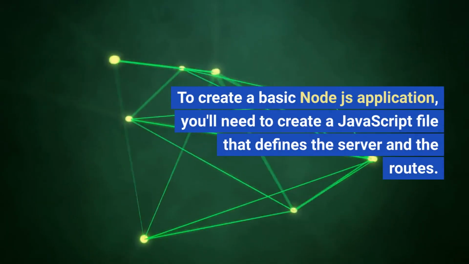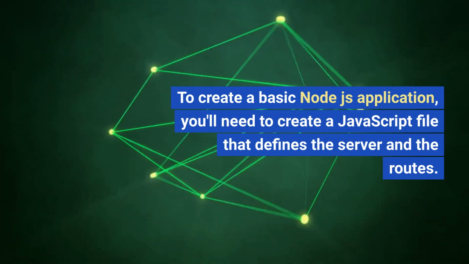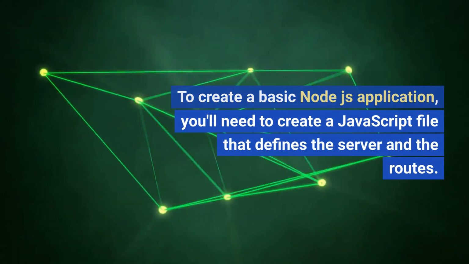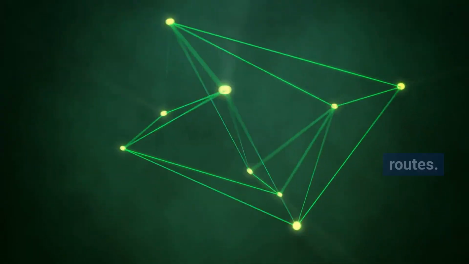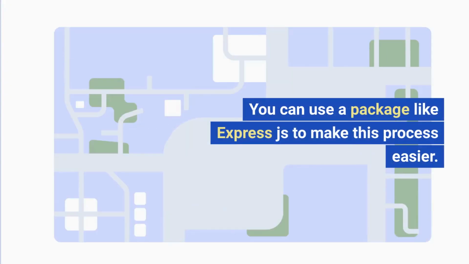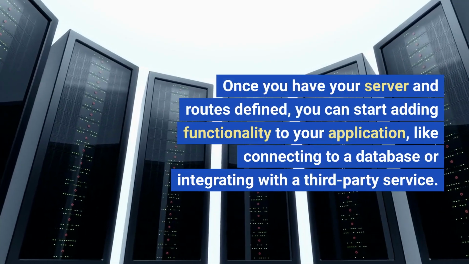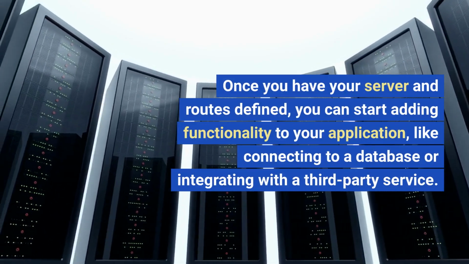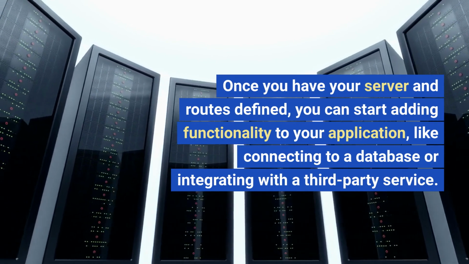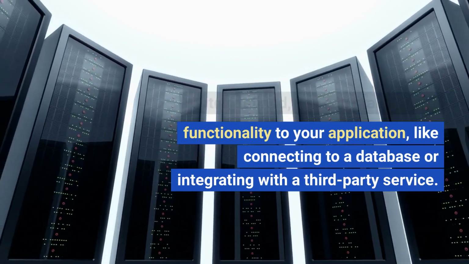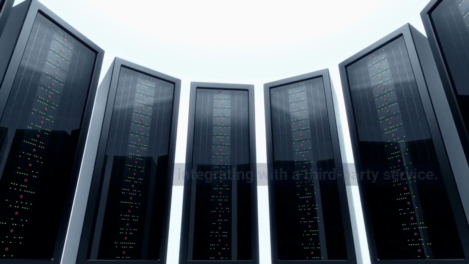To create a basic Node.js application, you'll need to create a JavaScript file that defines the server and the routes. You can use a package like Express.js to make this process easier. Once you have your server and routes defined, you can start adding functionality to your application, like connecting to a database or integrating with a third-party service.